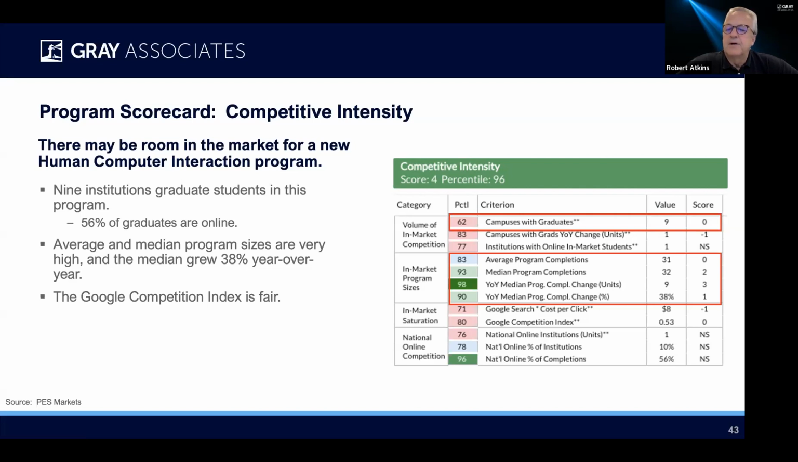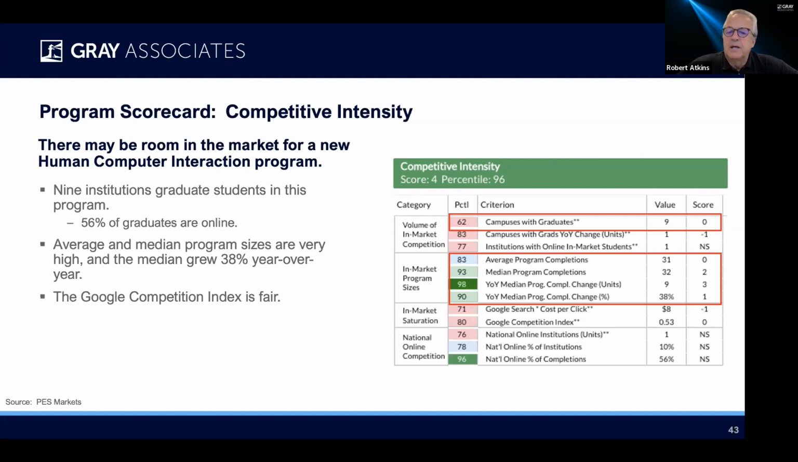Now, here's another thing I find really important when I'm evaluating competition in particular. Median program completion change up 9. So the median size of the graduating class here is up 9 units or 38% year over year. So that would suggest there's plenty of demand for seats in this program.